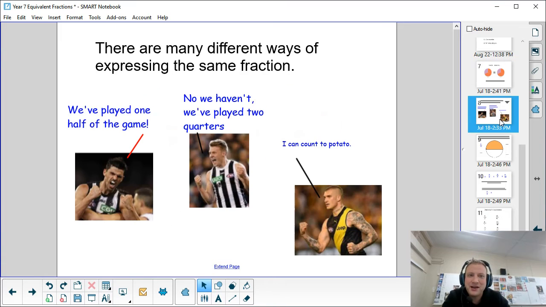All right, so the basic idea behind an equivalent fraction is to be able to have a fraction and express it in a different way, but still have the same fraction, right? We've got an example of that here.